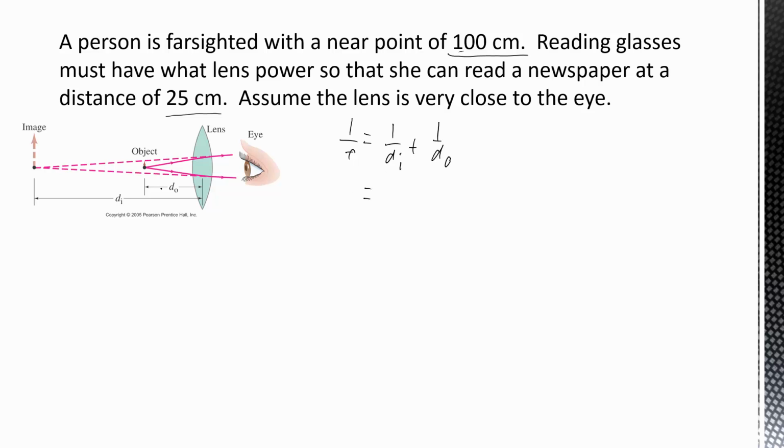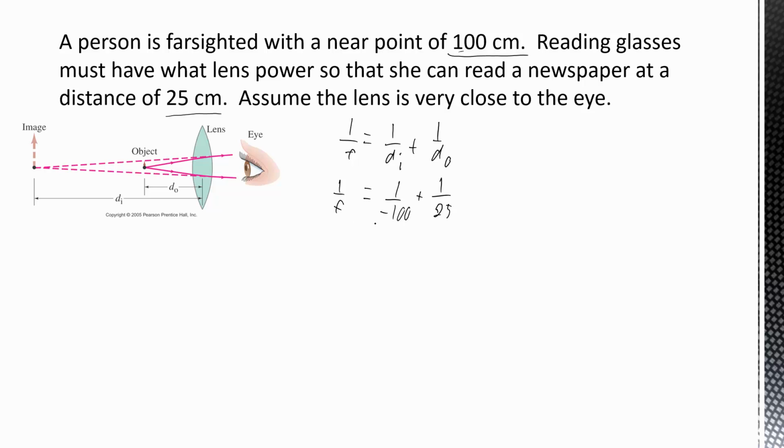The object distance, that's where we're going to place the object to be able to see it, and that's 25 centimeters. I'll put that over here first. And then the image distance, it's going to be out here at our near point, which was 100 centimeters. But since that is on this side of the lens, essentially it's a virtual image over here that we're seeing, we need to make sure and have that distance be negative. So 1 over negative 100.